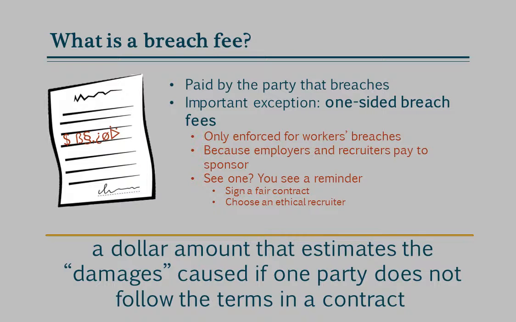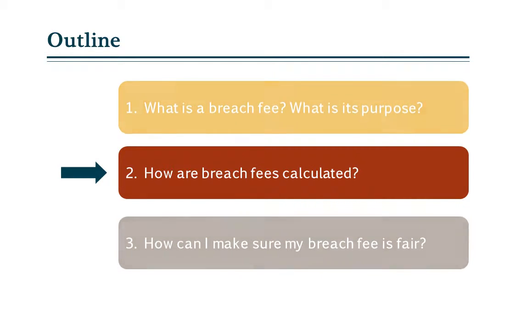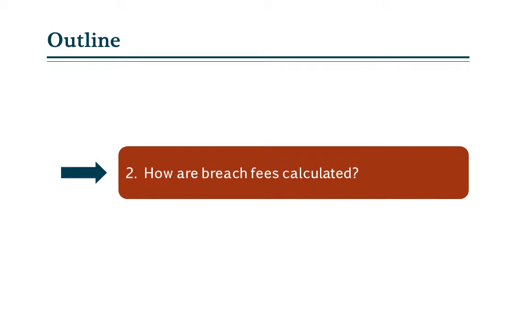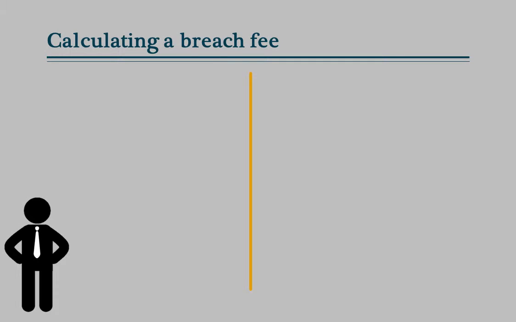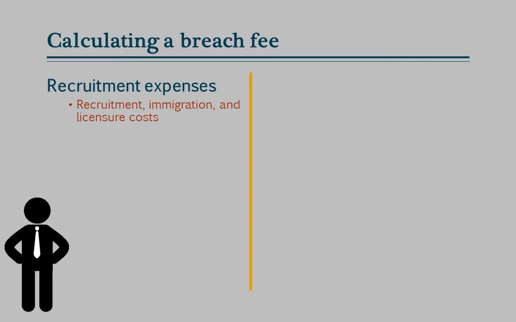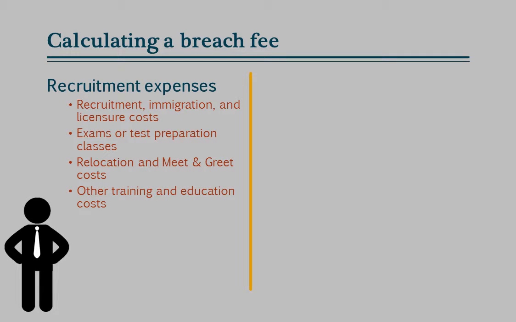The breach fee is a dollar amount to pay if you quit before the end of a contract. So, how is the amount determined? Fees are commonly calculated in two ways. First, they could be calculated to cover recruitment expenses. These are costs that a recruiter or employer pays to sponsor a professional through the immigration process and help them transition into the United States. These expenses might include recruitment, immigration, and licensure costs, exams or test preparation classes, relocation and meet and greet costs, other training and education, or administration and support processes.